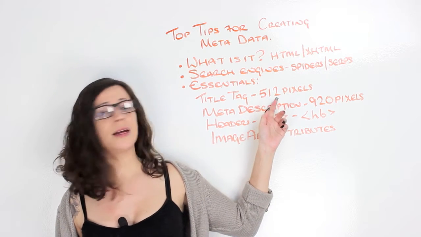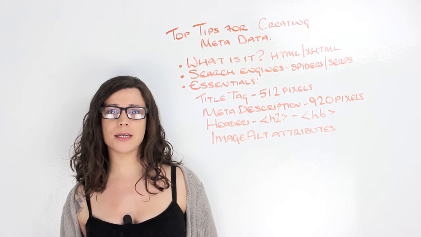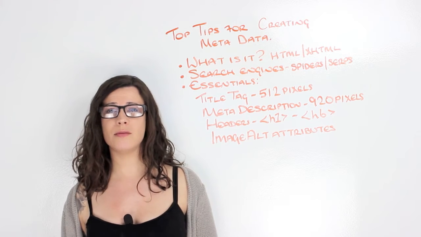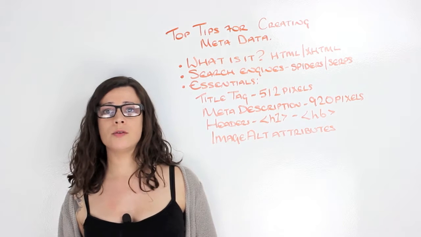Rules on the title tag now: 512 pixels. You're looking at probably about 50 to 60 characters for that. After that, it gets chopped off and people won't see it, and search engines don't really pay any attention after that. Your meta description can go up to 920 pixels.